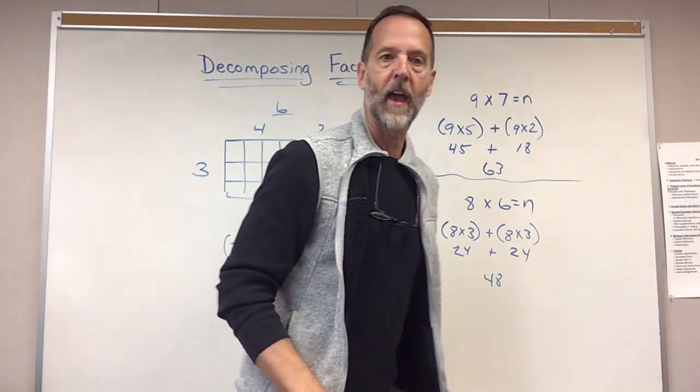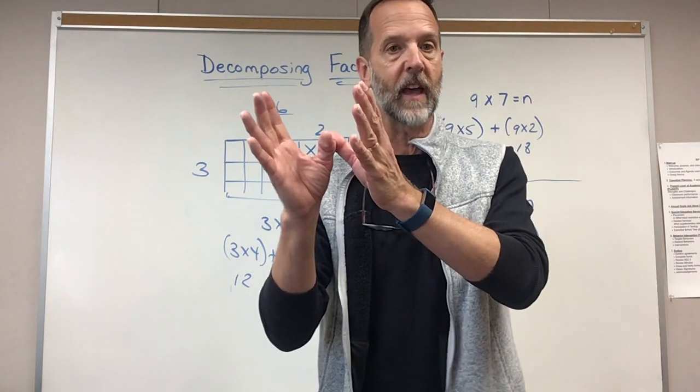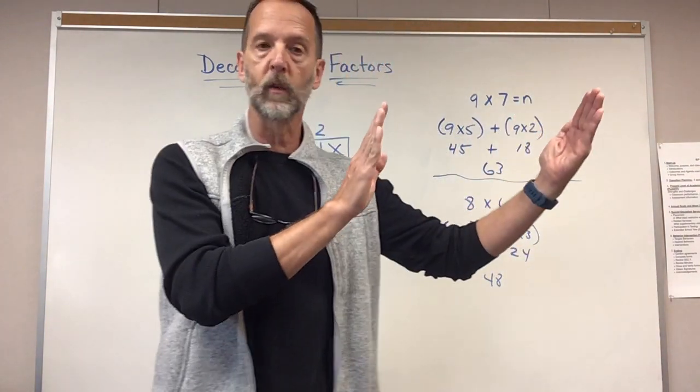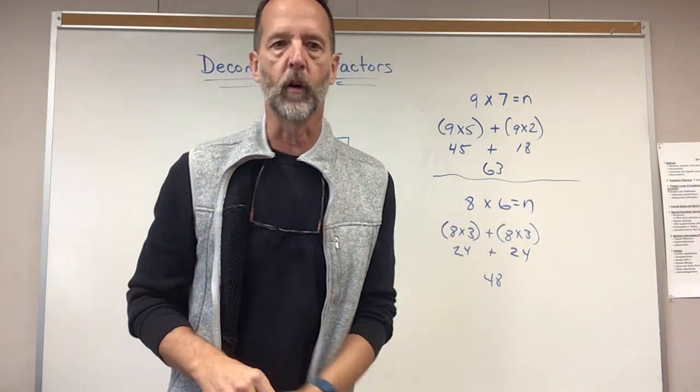Pretty simple concept, gang. You want to make sure that one of the factors always stays the same. You're going to multiply it by the 2 smaller ones that you make. You want to add your 2 products together, and you'll get your final product.